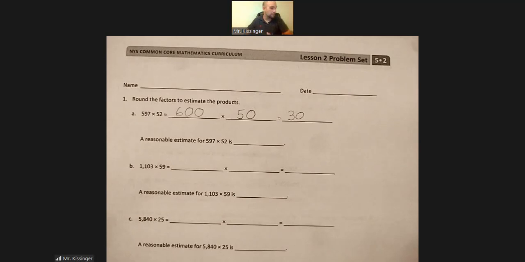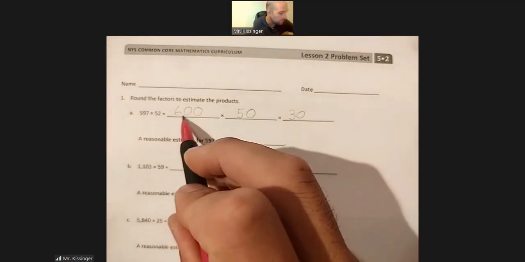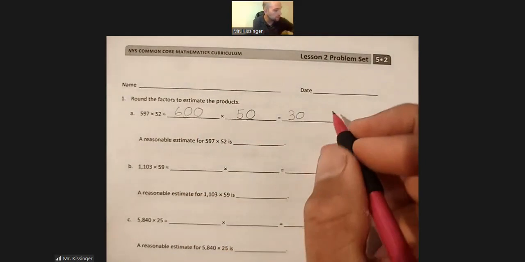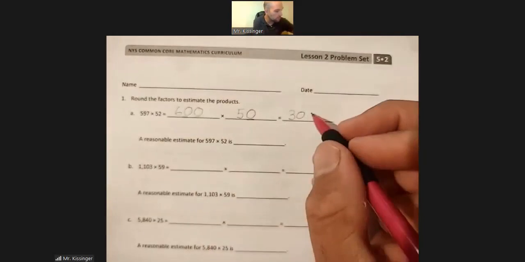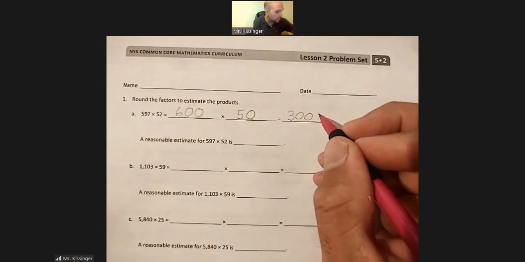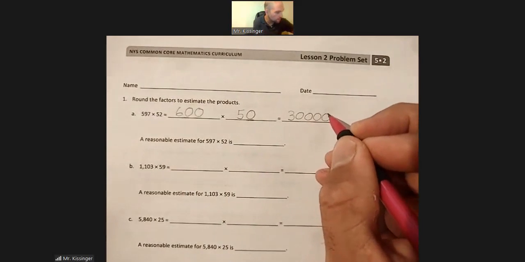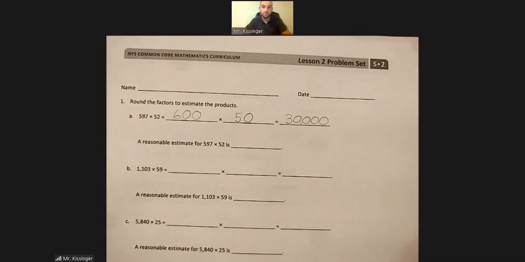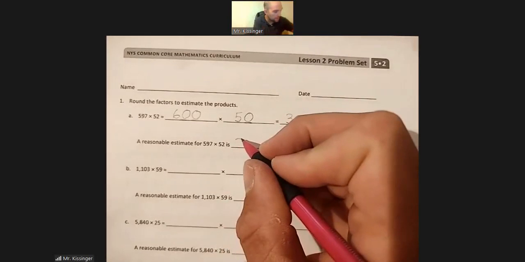So we have a nice nifty little trick here we can use. We're just going to take these zeros, and we're going to add them to the end of our product. So we have 1, 2, 3 zeros. We'll add 3 zeros to the end of our product, and that will leave us with 30,000. So a reasonable estimate for 597 times 52 is 30,000.